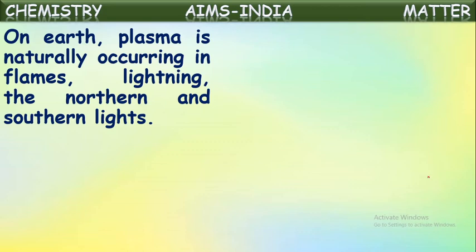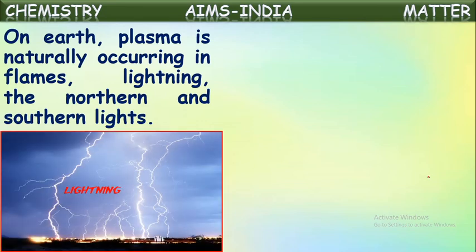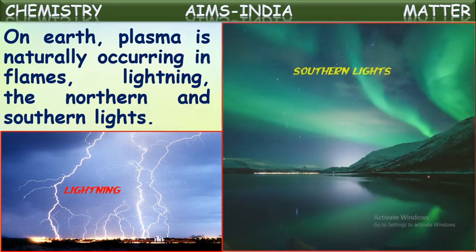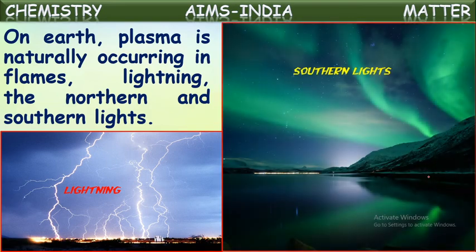On the earth, not only in the stars and sun, plasma also occurs naturally in some flames, in lightning, and in the northern and southern lights. Often we observe some lights in the north and south polar regions. That is because of plasma existing in nature. Even in lightning, because high voltage is produced in the sky, the air nearby is ionized for a fraction of a second and glows because of the plasma formation. In this way, plasma occurs on the earth also.